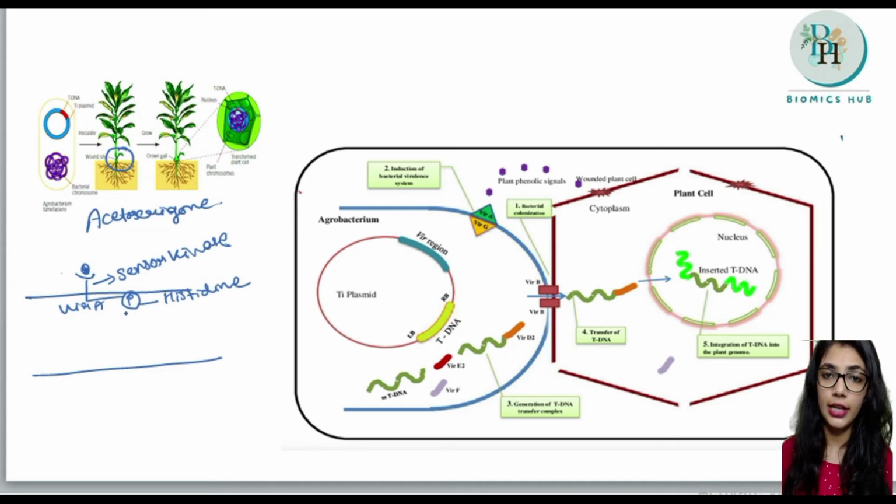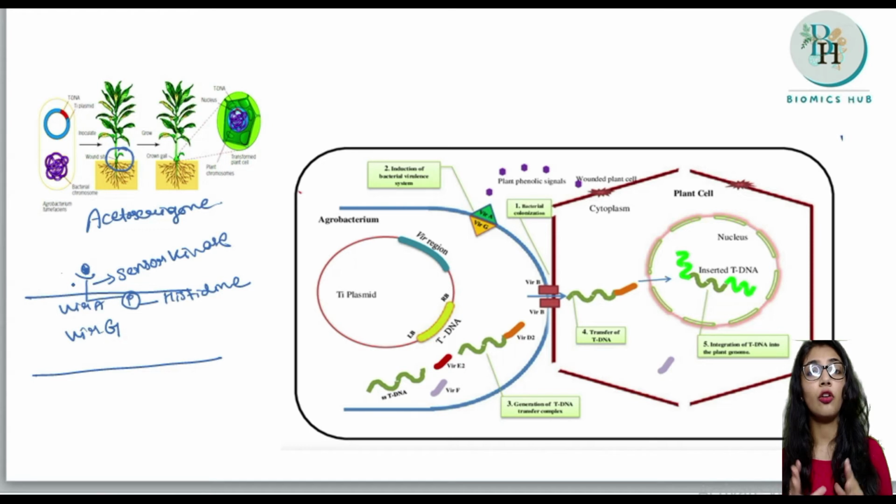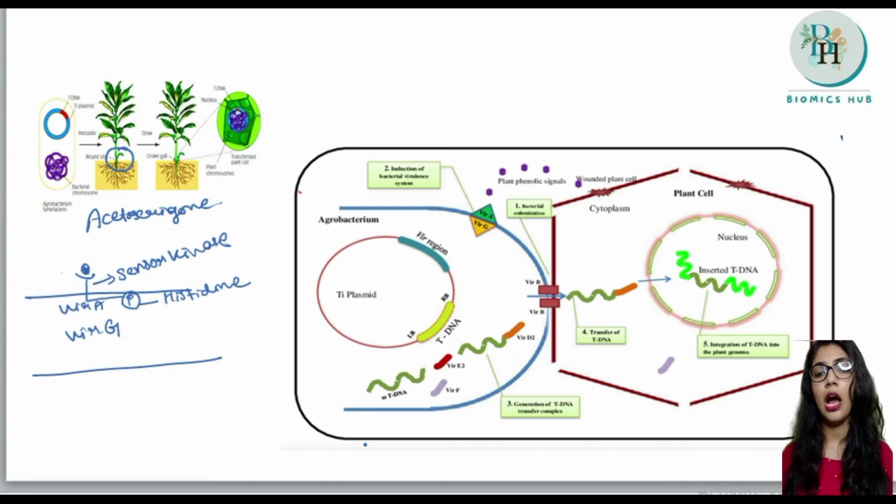After that, it transfers its phosphate group to Vir G. Vir A and Vir G are constitutively expressed in this cell. After this has been activated, there is activation of some of the other genes. So what are the other genes? Vir B, C, D, E, F, and G has already completed its work. So let us see how it works.